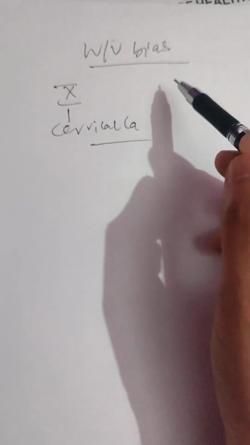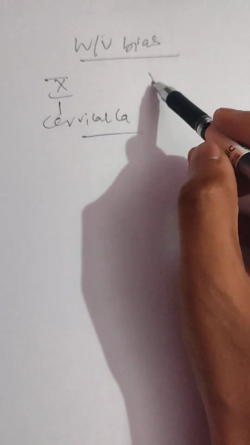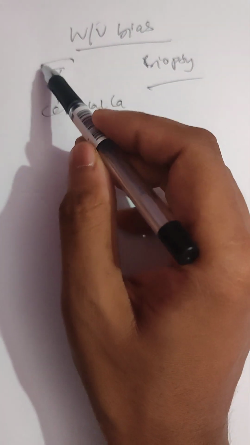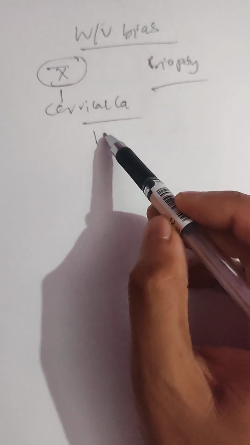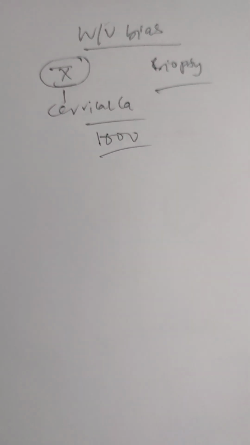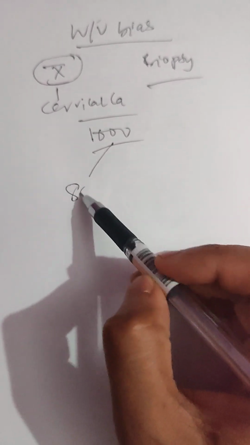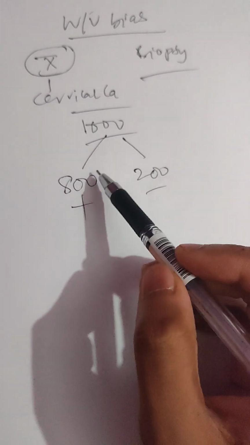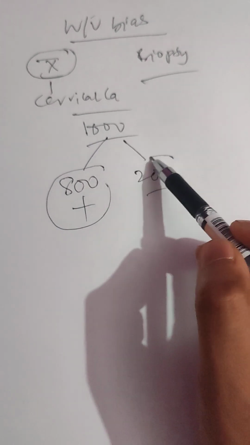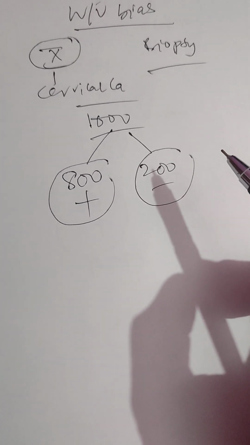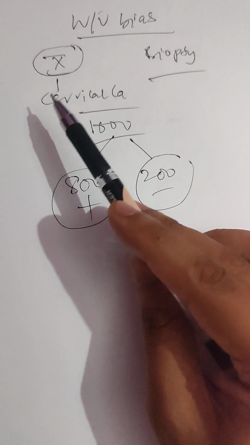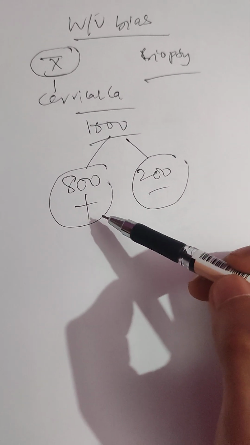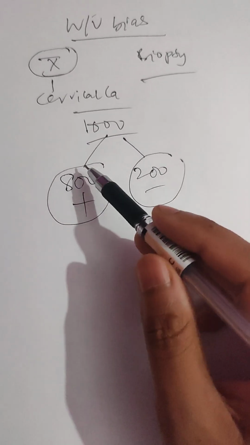And what is the gold standard for diagnosis of cervical cancer? It is biopsy, right? So let's suppose test X is conducted in 1000 people, and among the 1000, 800 tested positive and 200 tested negative. It means that 800 had cervical cancer and 200 do not have cervical cancer, if you go by this test. But we want to confirm this, so we also do biopsy in these 800 cases.